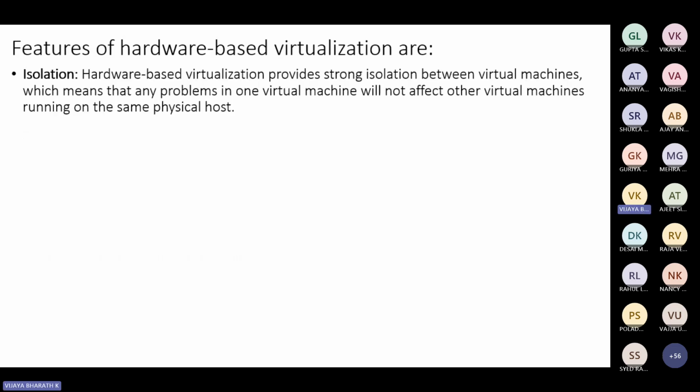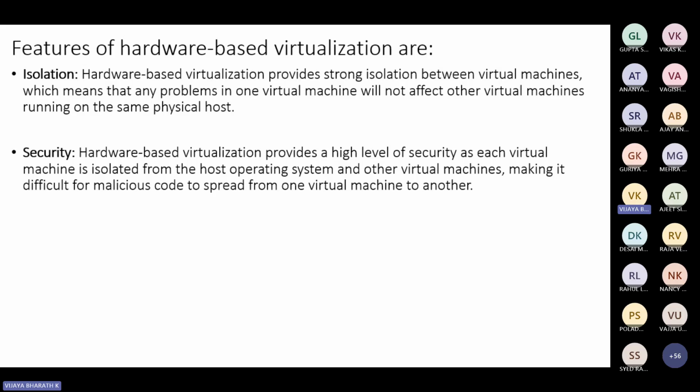So I'll go a little faster, because there are a lot of topics to be covered. A lot of features are there based on hardware-based virtualization. First is isolation. Hardware-based virtualization provides strong isolation for virtual machines, which means that any problem with one of the virtual machines will not affect the other virtual machine which is running on the same physical host.